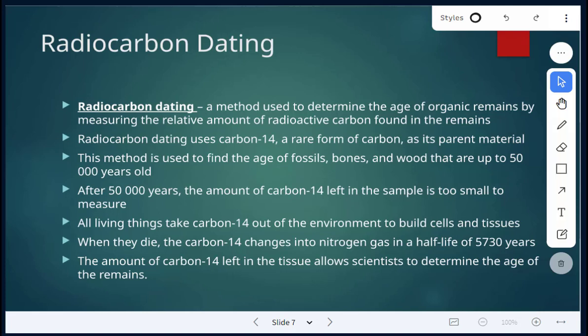When they die, the carbon-14 will change into nitrogen gas, with a half-life of 5,730 years. And then scientists can measure the amount of carbon-14 that's left in the tissue to determine the age of the remains. So that's radiocarbon dating.